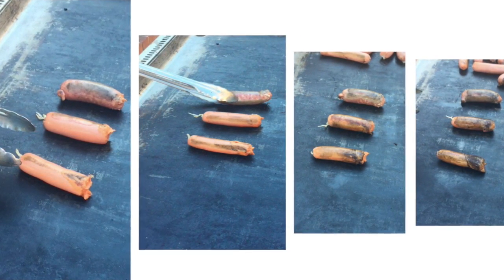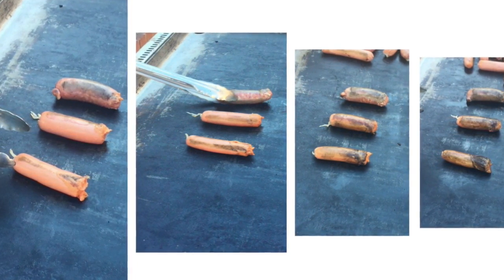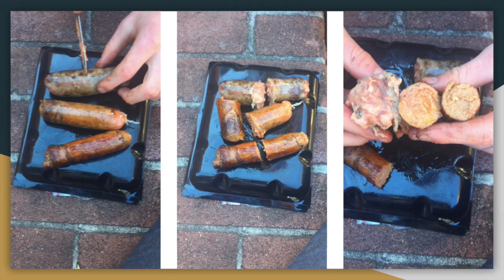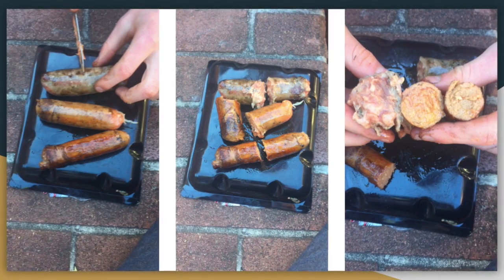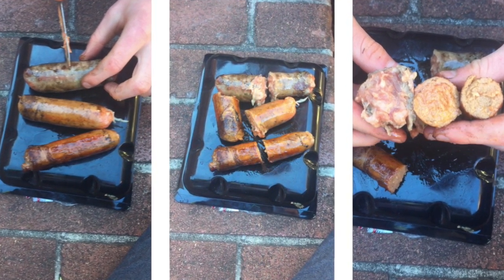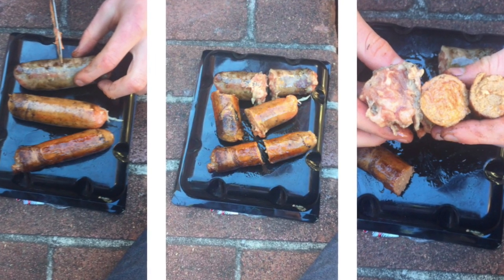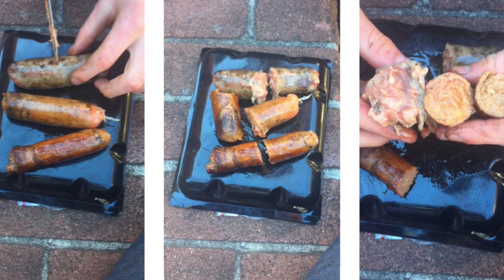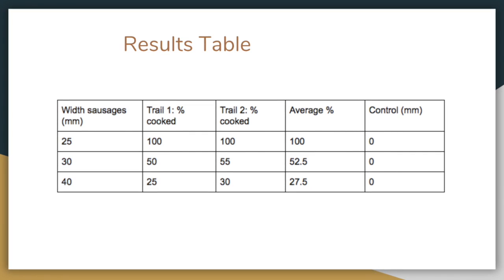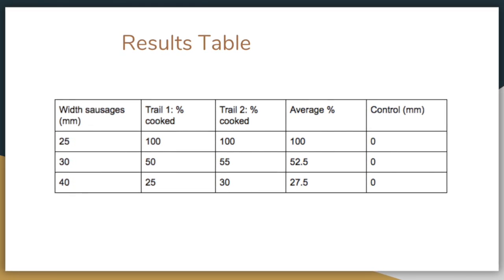All variables that remain constant. 1. Heat of the barbecue. Parts of the barbecue were hotter than others, so we accounted for that by putting them all closely together. 2. Time they are cooked. 3. Time until sausages are turned. We did this every 1 minute. 4. Temperature applied.